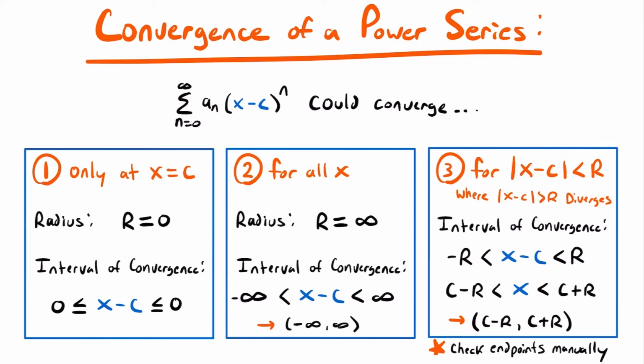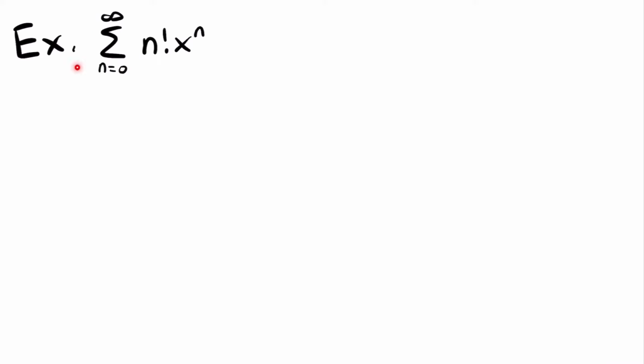So that's a lot to soak in. It might seem fairly complicated at this point, but once you actually see our method of determining the convergence of a power series, these three ways that it could converge are going to make a lot more sense. And so with that, let's take a look at our first example of determining the radius and interval of convergence for a power series. So here's our first example.